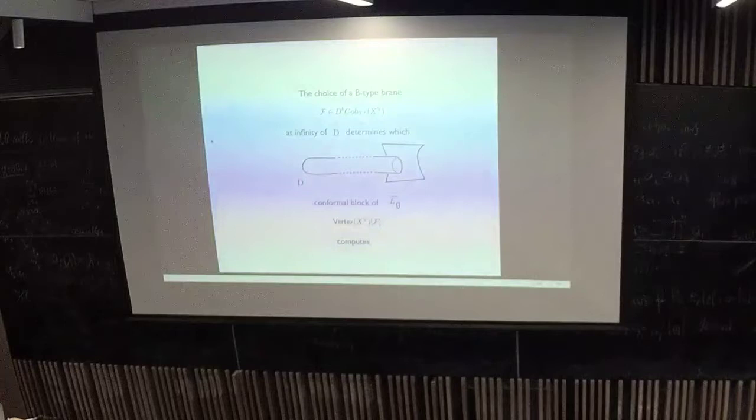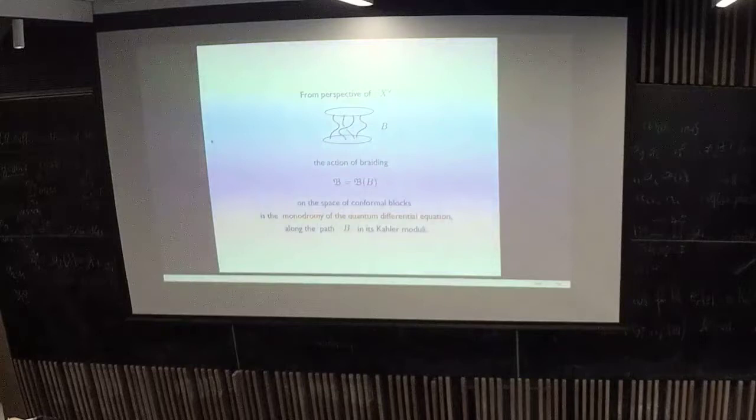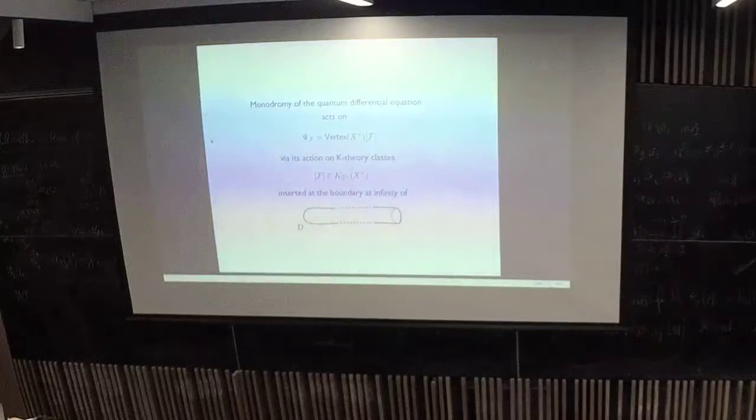So this says the same thing. But again, we're still at the level of numbers and conformal blocks. Now, we can ask more questions. From the perspective of X-check, the action of braiding is monodromy of the quantum differential equation along a path in its moduli space, in its scalar moduli. And it acts on the vertex functions via the action on the data at infinity, as monodromy does. It acts in the space of conformal blocks.